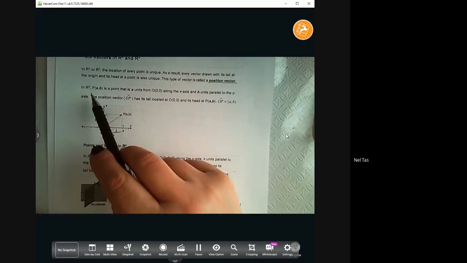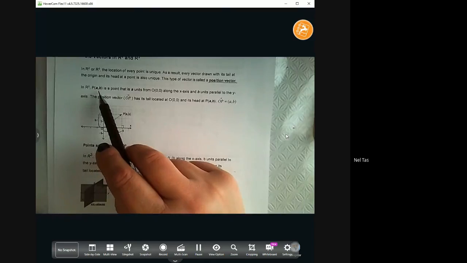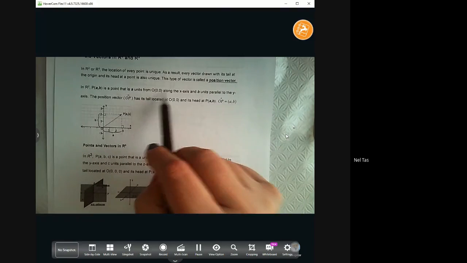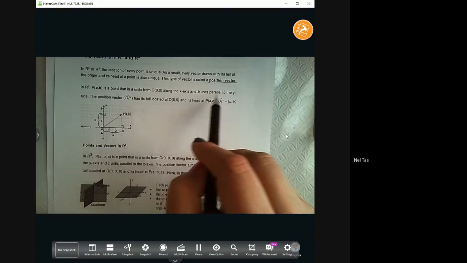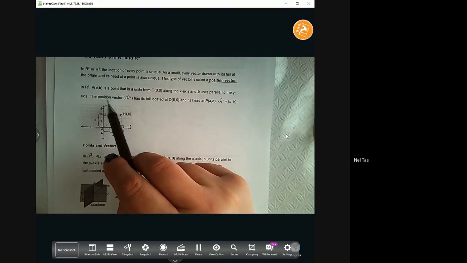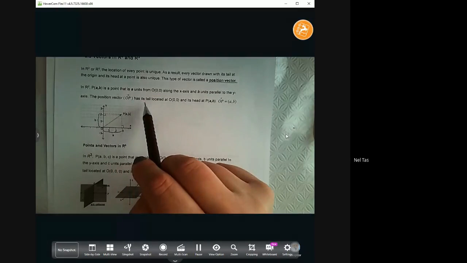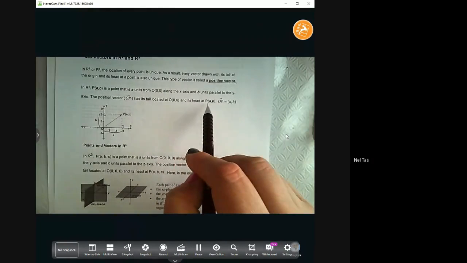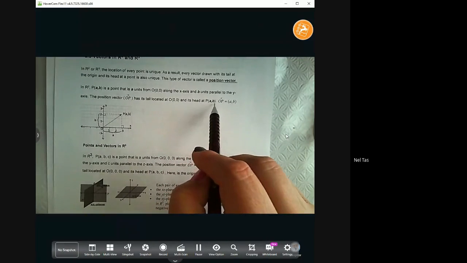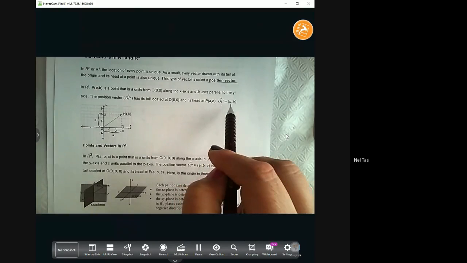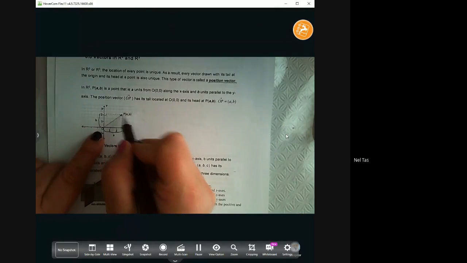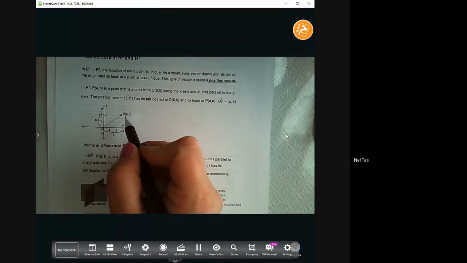In R2, point (A, B) is a point that is A units from the origin along the x-axis and B units parallel to the y-axis. The position vector OP has its tail located at (0, 0) and its head at point (A, B). So the OP vector is also shown as (A, B), like the point. So let's say we have a point P here. The coordinates are A and B.